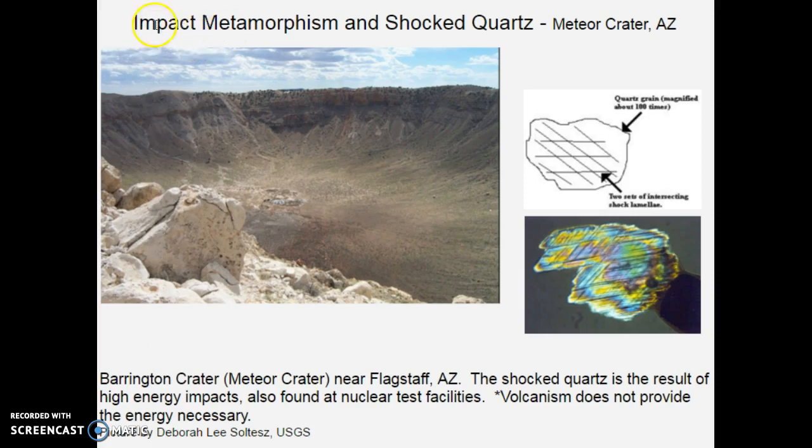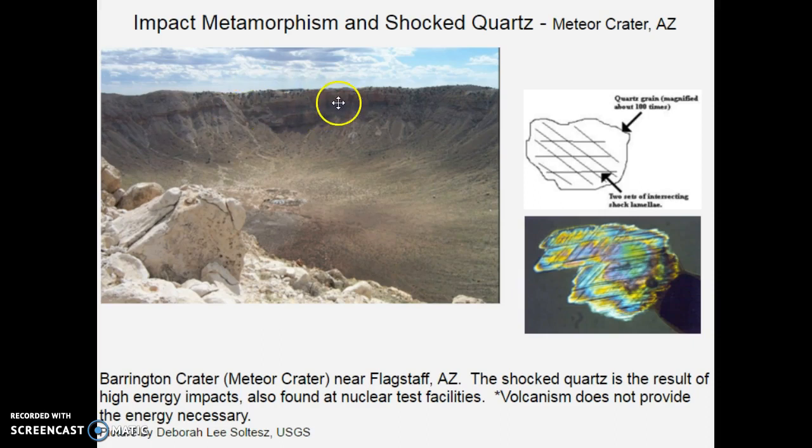And this last slide we'll look at is called impact metamorphism in shocked quartz. And this is a picture from Barringer Crater in Flagstaff. It's often called Meteor Crater. And what we have here is the shocked quartz, the result of a high energy impact, also found at nuclear test sites. It's very rare to find shocked quartz, but when you find it, you know that it's the signature of a very, very high temperature, high pressure impact.